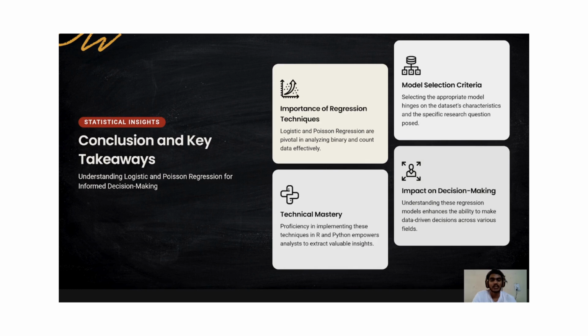First, importance of regression techniques. Logistic and Poisson regressions are pivotal in analyzing binary and count data efficiently. Model selection criteria. Selecting the appropriate model hinges on the dataset characteristics and the specific research question posed. Technical mastery. Proficiently implementing these techniques in R and Python empowers analysts to extract valuable insights. Impact on decision making. Understanding these regression models enhances the ability to make data-driven decisions across various fields.